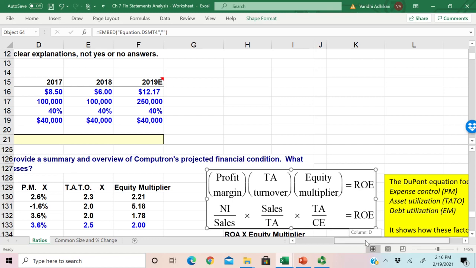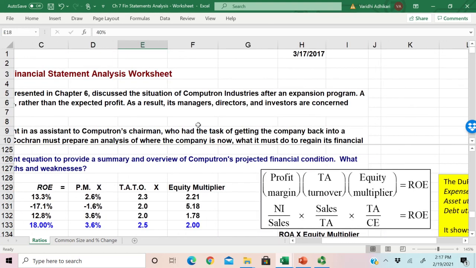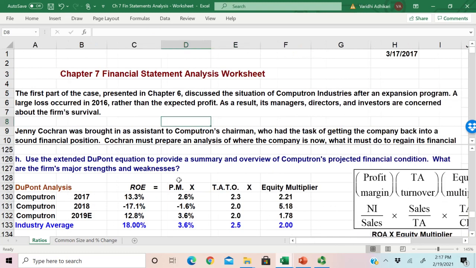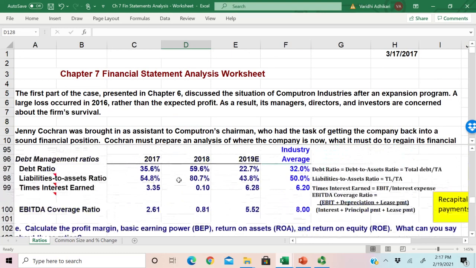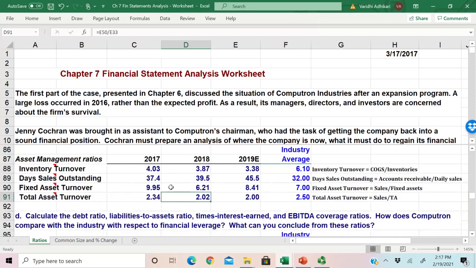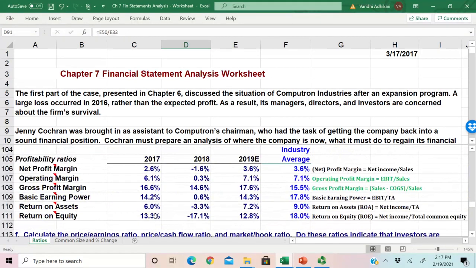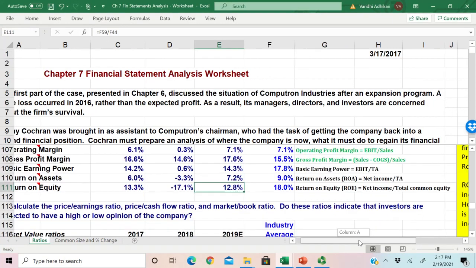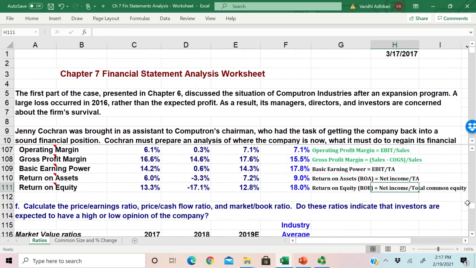In terms of creating wealth for the shareholders, this is an important ratio. It tells you how much net income this company generated in a given year: net income divided by total shareholders' equity. So compared to shareholders' money, how much profit it generated for the shareholders. ROE, which you have calculated directly here for all 3 years in profitability ratios: 17, 18, 19. In 19 the industry had about 18%, Computeron had 12.8%. The formula is net income divided by total common equity.